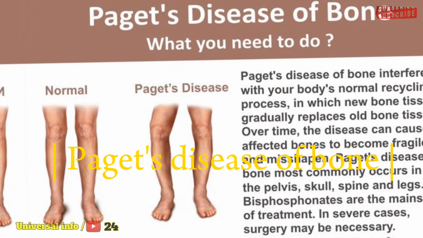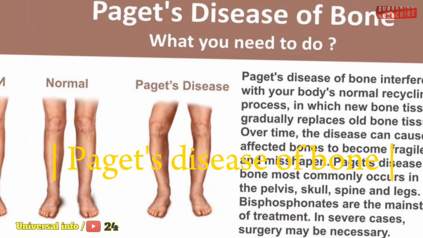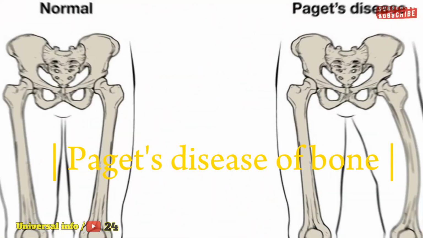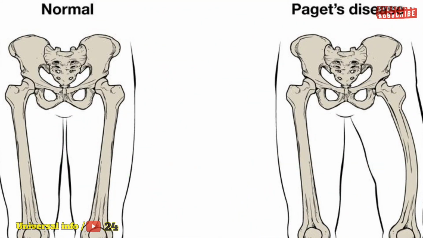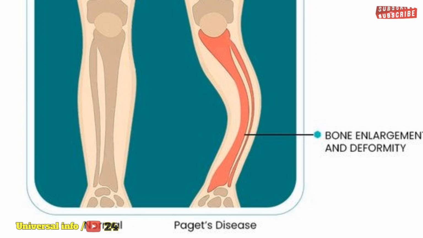Number 13. Paget's disease of bone. Paget's disease of bone is a chronic disorder that causes bones to grow larger and become weaker. Over time, enlarged or misshapen bones can stress nearby joints, leading to osteoarthritis in those joints.